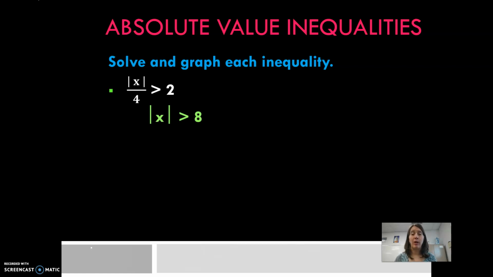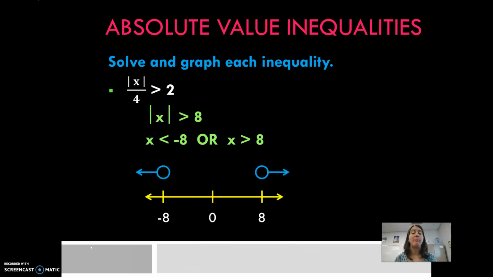I have a greater than symbol, which means I'm outside of two numbers. I'm either going to go to the left of negative 8, so I have x is less than negative 8, or I'm going to go to the right of positive 8, so x is greater than positive 8. Again, here's what my picture would look like, and you do not need to worry about graphing those on your homework tonight. You just need to give me the final inequality answer, like I showed you, the x is less than negative 8, or the x is greater than positive 8 in your question.